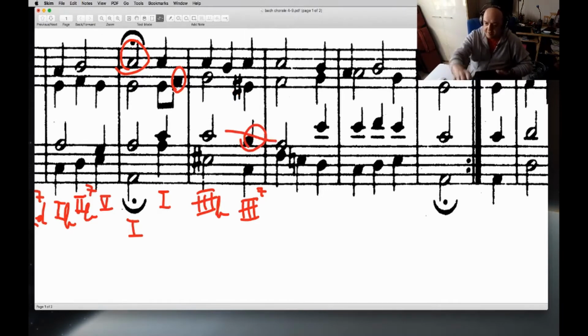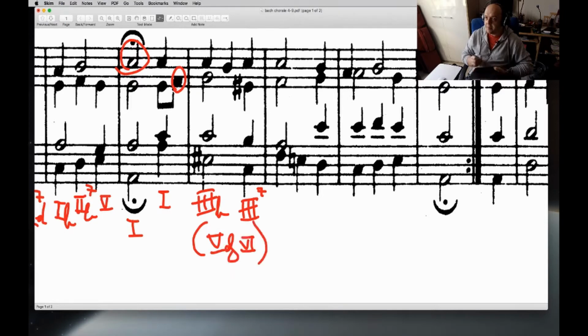The 7 behaves as expected. Again, it drops to become the 3rd of the next chord. This 3 chromatic functions as 5 of 6. Does it behave as a 5 of 6? Yes, it does. Next chord is 6. F sharp minor, 6. The leading note of that chord, of the C sharp, goes up. Everything is nice and dandy.